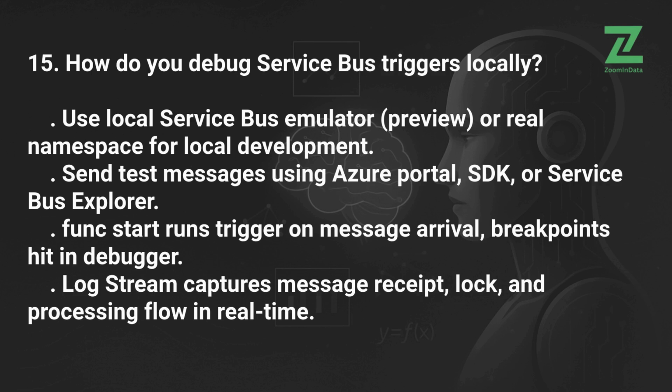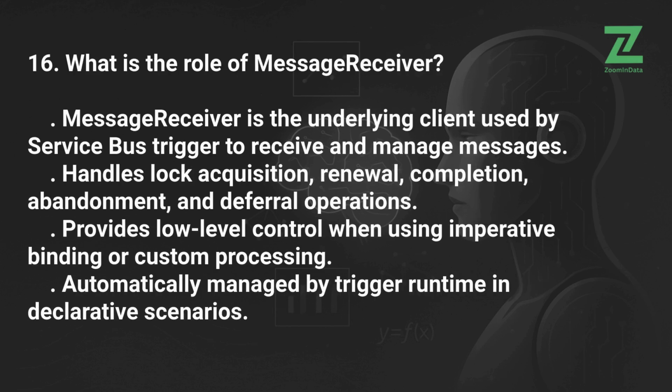16. What is the role of message receiver? Message receiver is the underlying client used by Service Bus Trigger to receive and manage messages. Handles lock acquisition, renewal, completion, abandonment, and deferral operations. Provides low-level control when using imperative binding or custom processing. Automatically managed by trigger runtime in declarative scenarios.